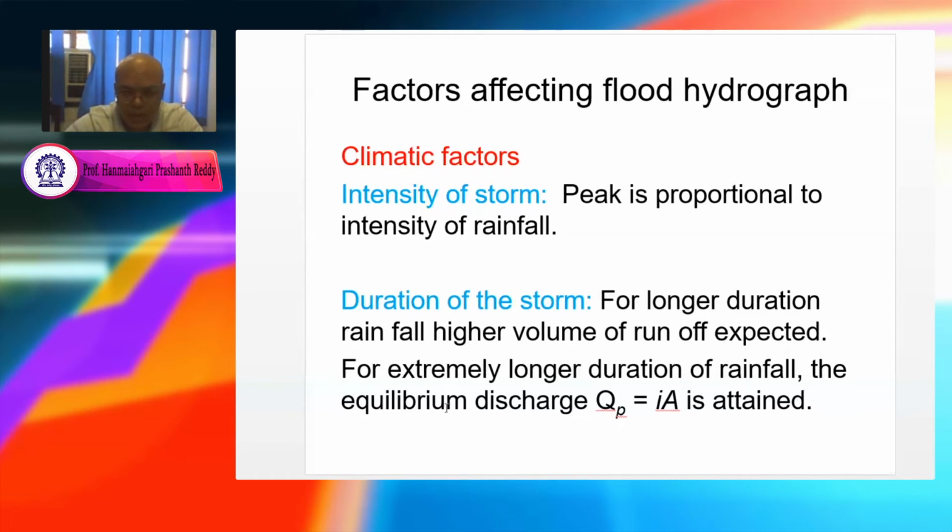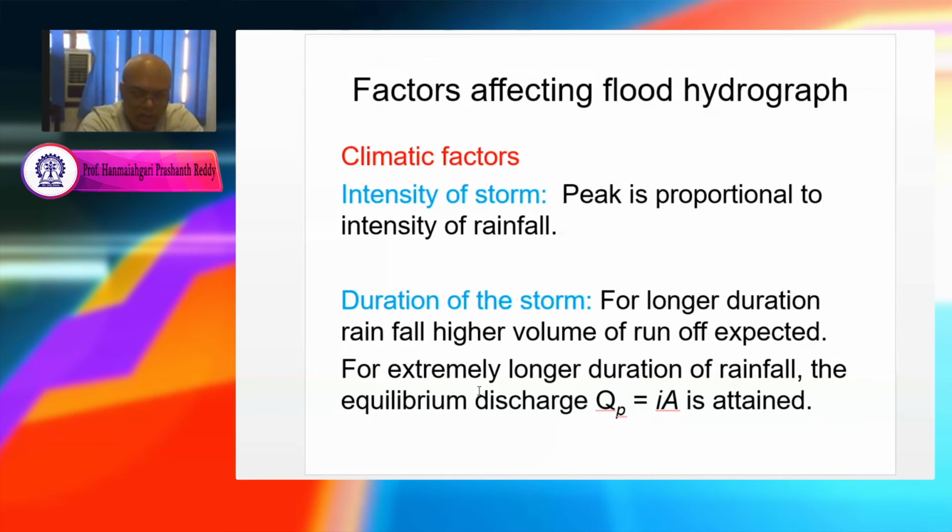So for an extremely long duration of rainfall, the equilibrium discharge will be attained. That means once the peak is attained, all the rainfall from all the areas reaches the outlet, then peak out.